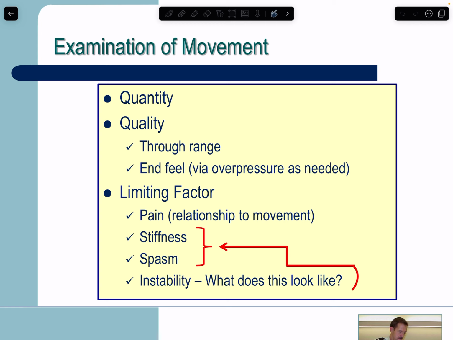So our body has an incredible way of organizing deep musculature to restrict movement, to protect. It's our body's way of protecting itself. It causes an increase in muscle tone at rest, loads the joints, and then gives you a false sense of what the end feel really is. Instability: you look at that and go, okay, instability is a limiting factor.